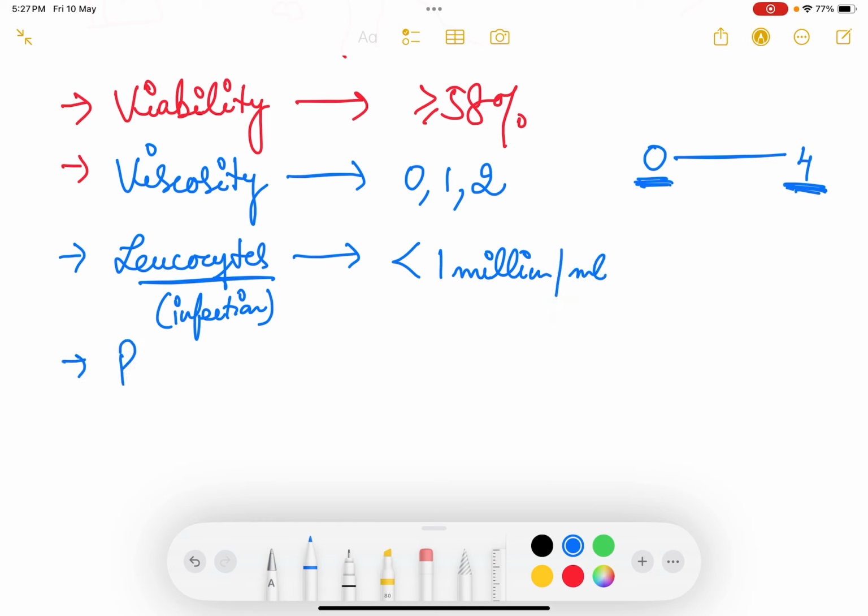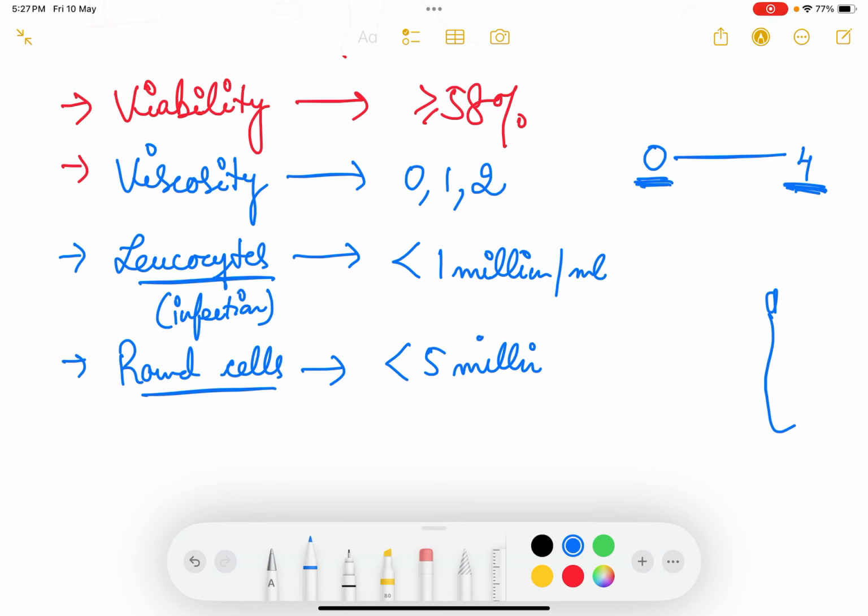And what will be the round cells? Round cells means all other types of cells other than your sperm. So it can be leukocytes, it can be other kinds of cells, or it can be bacteria, or other types like epithelial cells. So the total content of round cells should be less than 5 million per ml. And less than 10% of the spermatozoa should agglutinate.